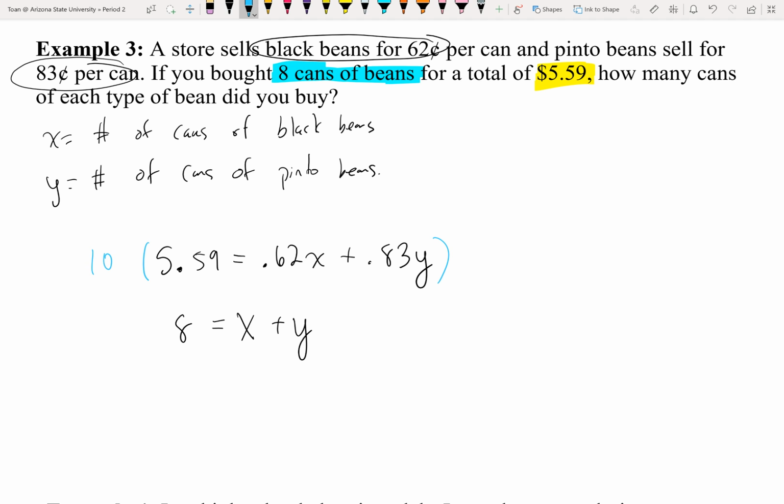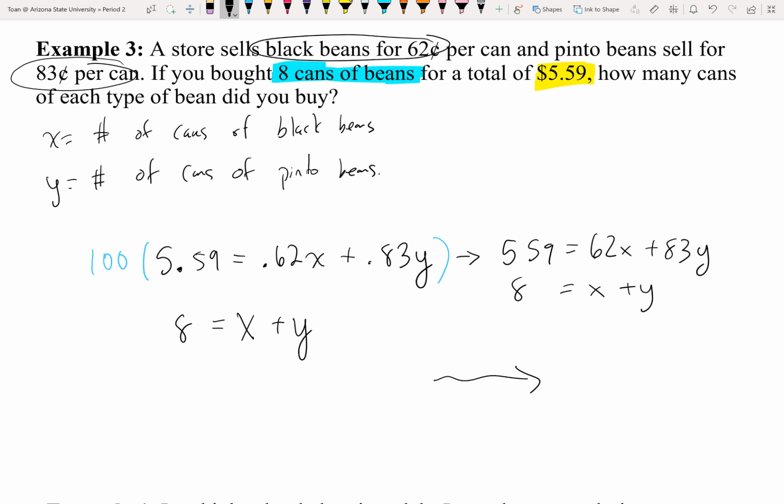So I'd multiply by 100. Yeah, the numbers will be big, but at least you don't have decimals to worry about. So 559 equals 62x plus 83y, and 8 equals x plus y. And then you just go ahead and solve it like normal. I'll leave that as an exercise to you. But in terms of the setup, any questions?